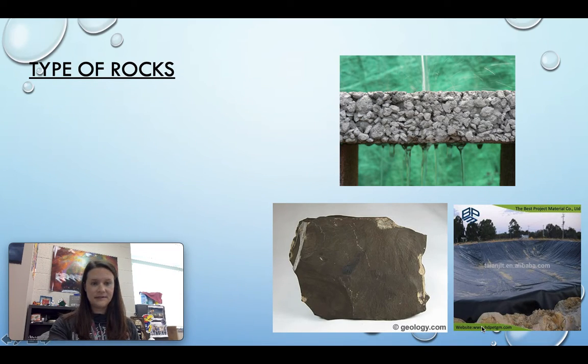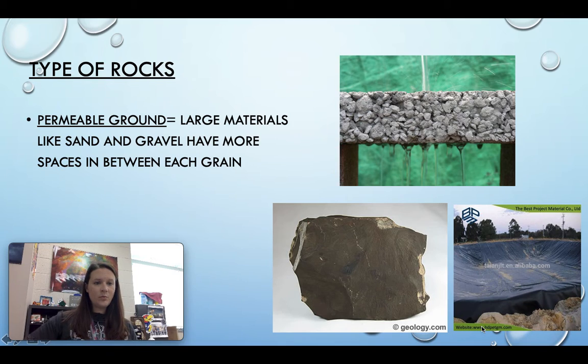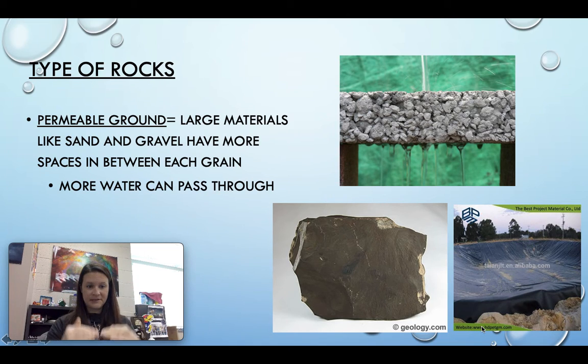So let's talk about the type of rocks. One type of ground that we're going to talk about is permeable ground. If it is permeable, that means that the grains of the rocks are large materials, like sand or gravel, where there will be spaces in between those grains or those smaller pebbles for water to get through. So water can pass through it. Like sand or gravel, it doesn't have to be a fast filtering through, but as long as it can get through.